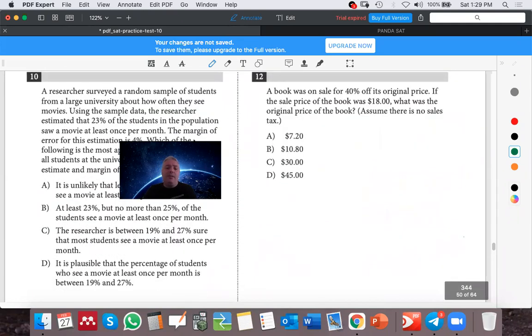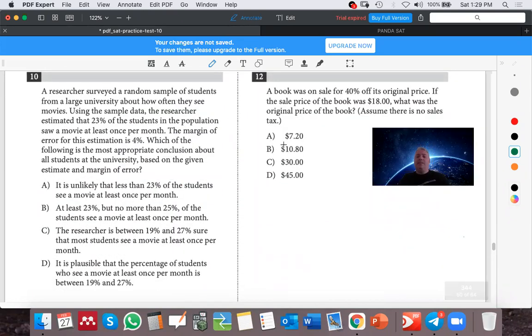Come on. Now, question number 10. This is still a statistics question. A researcher surveyed a random sample of students from a large university about how often they see movies. Using the sample, the researcher estimated that 23% of the student population saw a movie at least once per month. Now, the margin of error. What is the margin of error? As a definition, we should know. I will tell you. For this, the margin of error is 4.